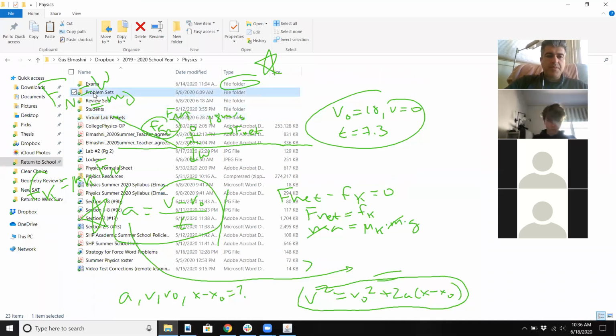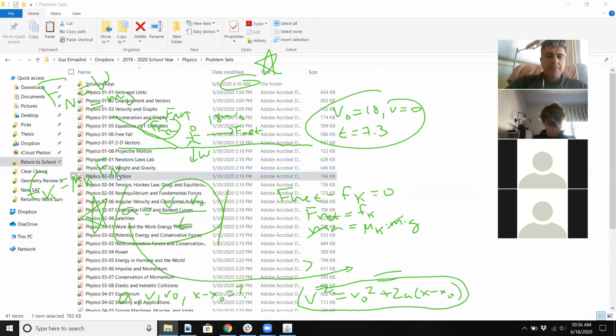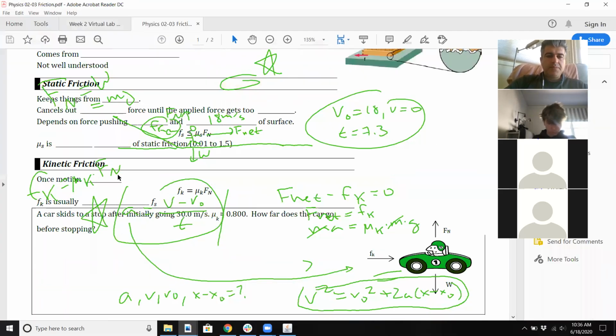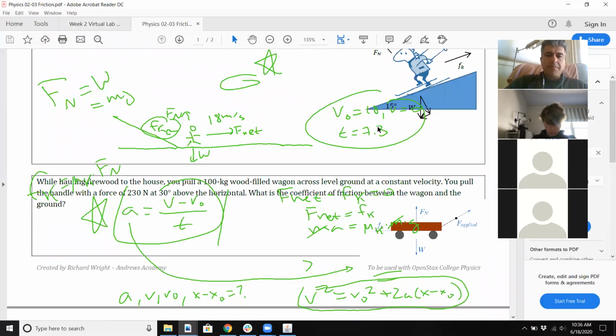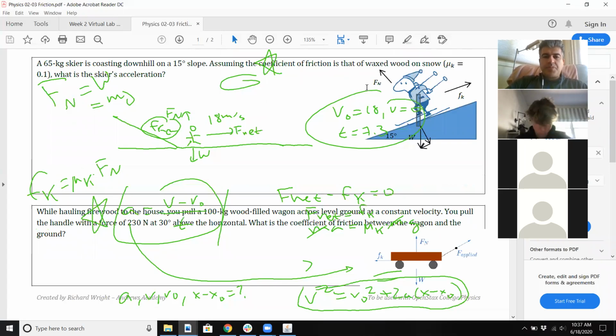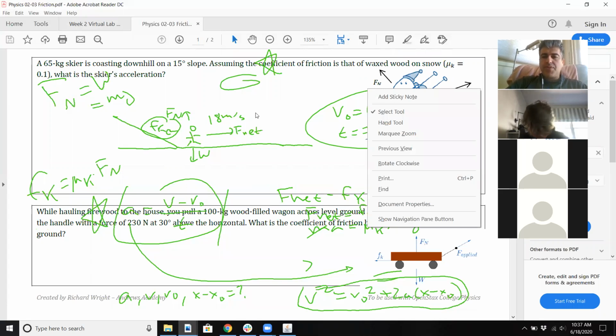Problem sets. Problems like these here, where actually you do know what the net force is, and then you can break it down by its components, and so you're kind of doing a balancing act. Put it this way: this guy right here, the skier, we had to figure out his acceleration. So our F net.